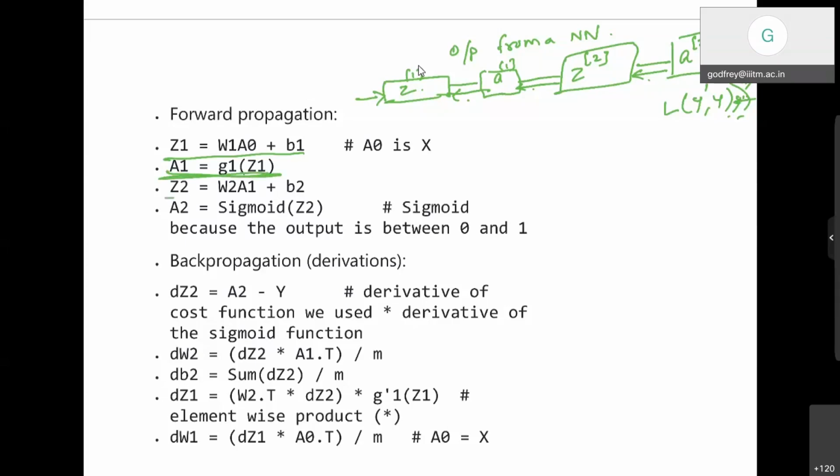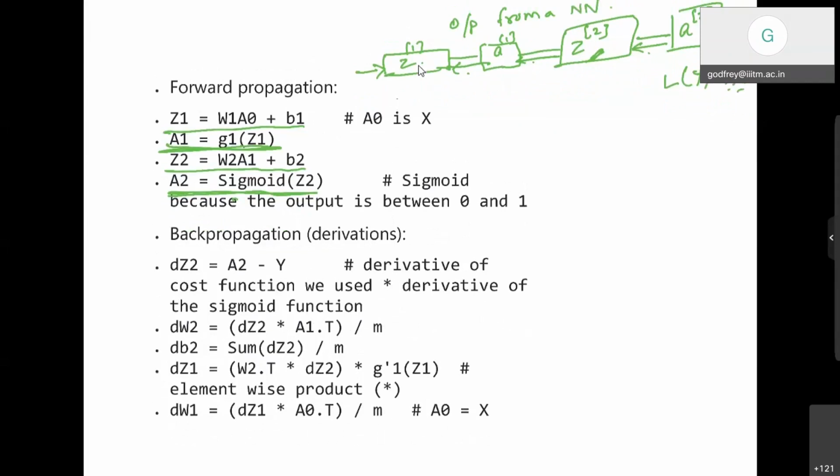Then you have another Z calculation. Then you have the A2 calculation. Here you have a sigmoid equation. Now you compute the derivatives. Since you have this step, it means now you compute dou L by dou A2, and then you'll be computing dou L by dou Z2.